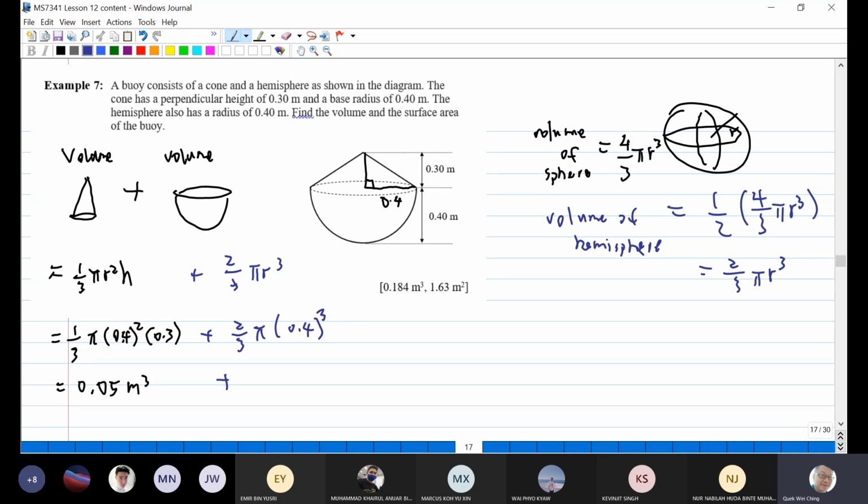Okay, so this is 2/3 pi, times pi here, times 0.4 to the power 3, which is 0.134. So they add together, that's 0.05, and then you get 1.84, 0.184.